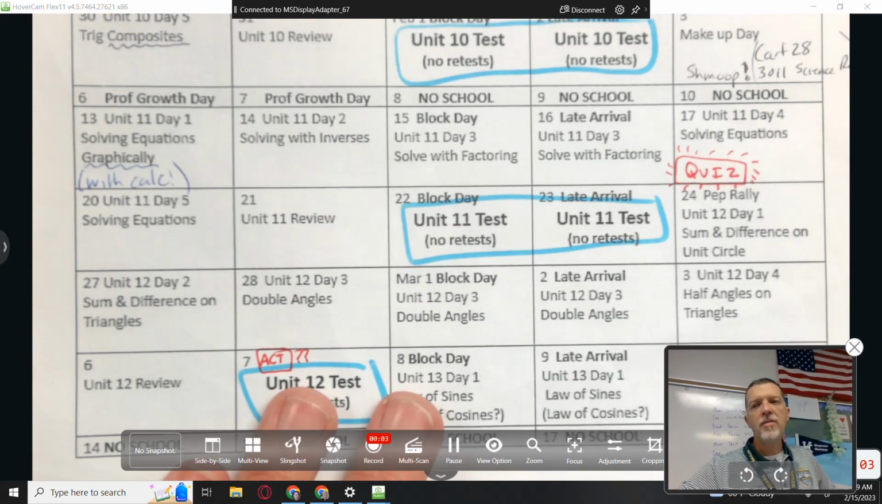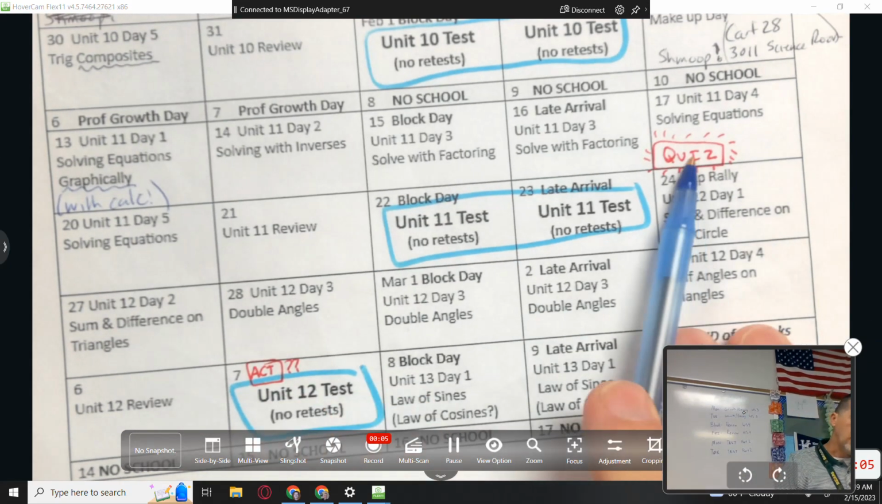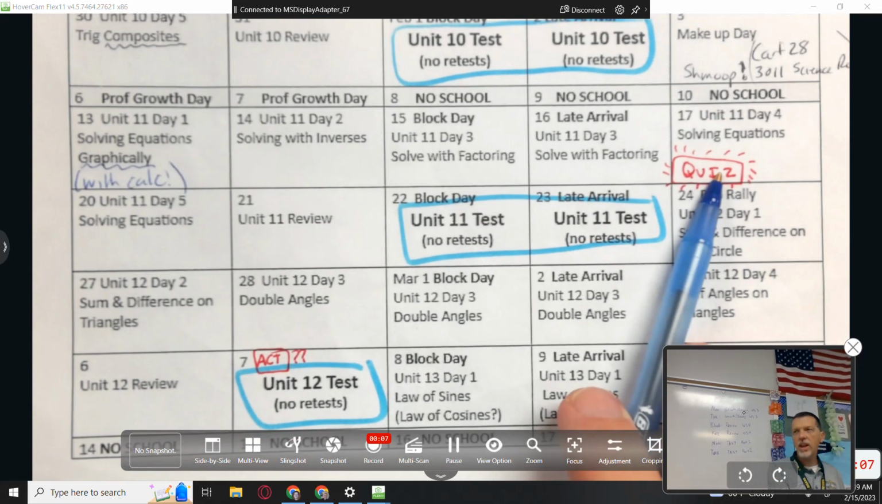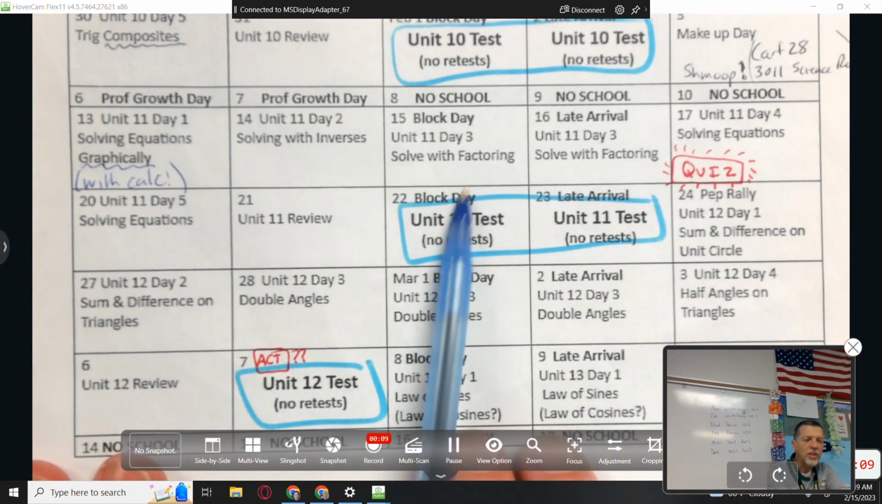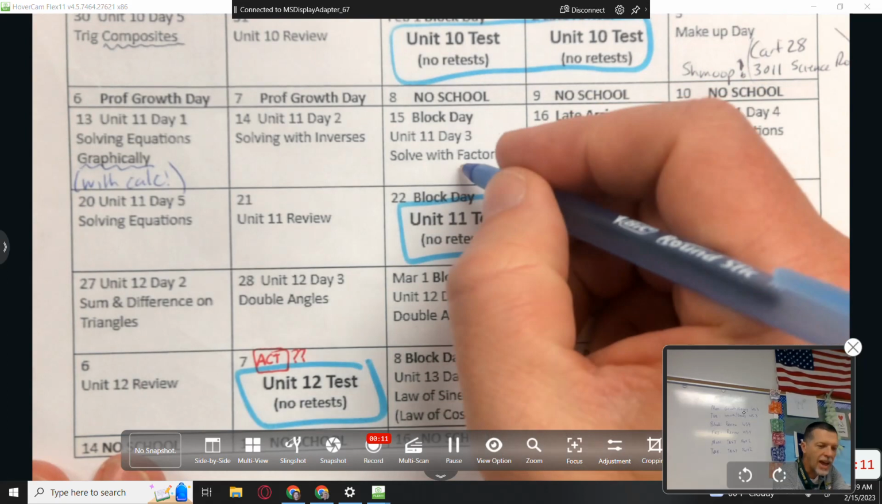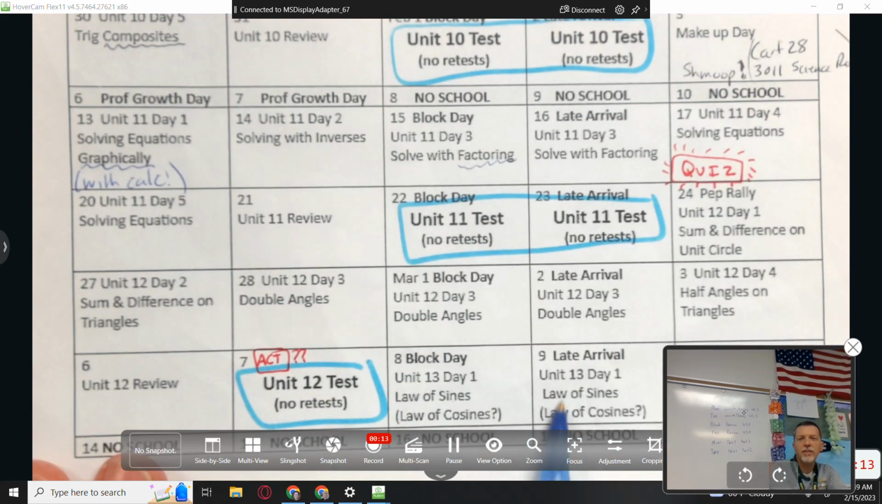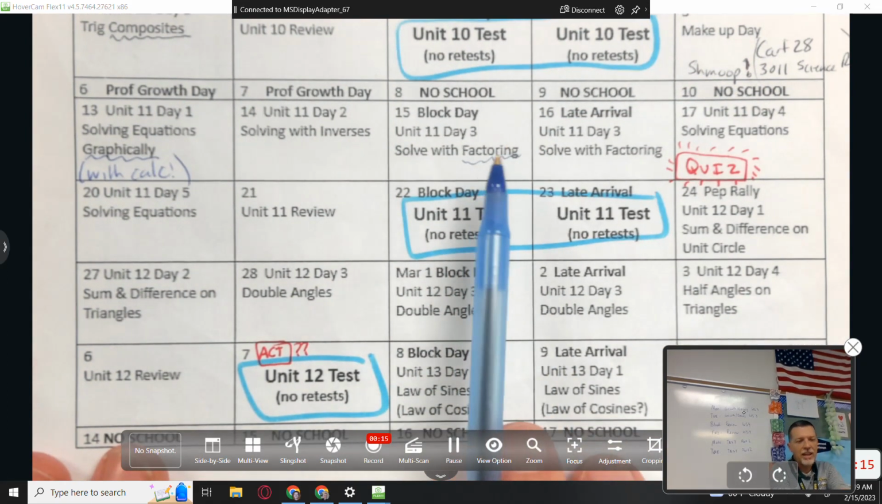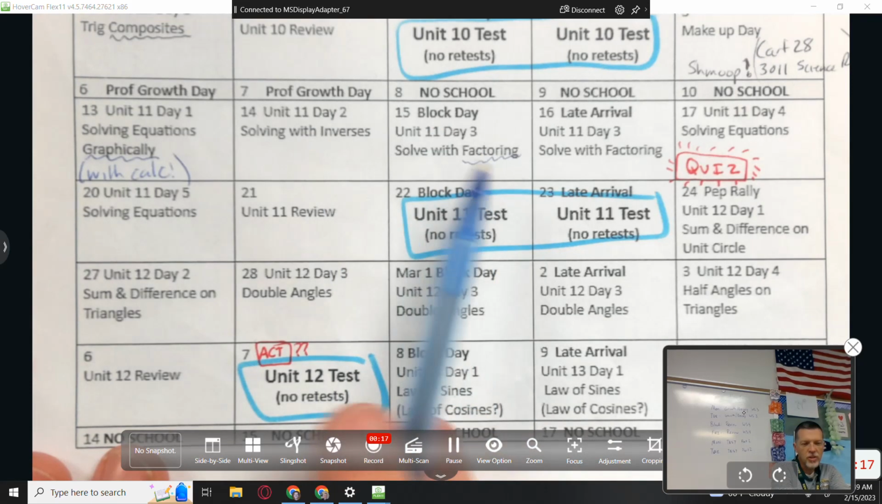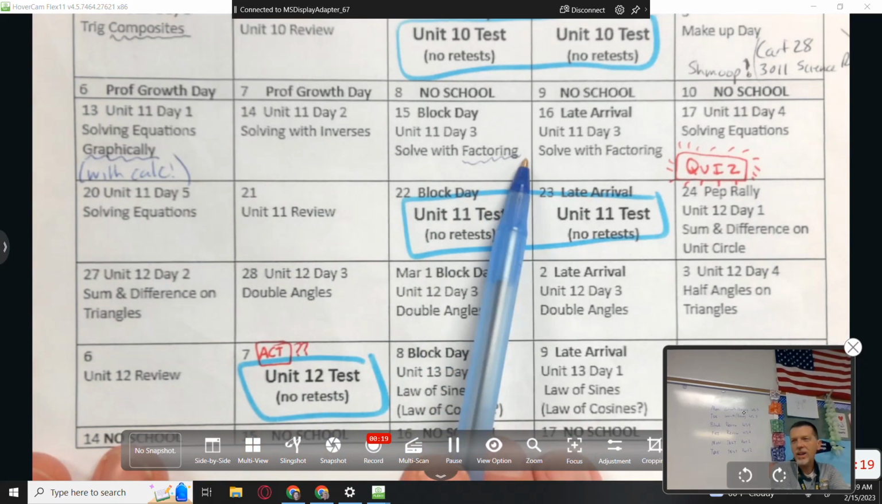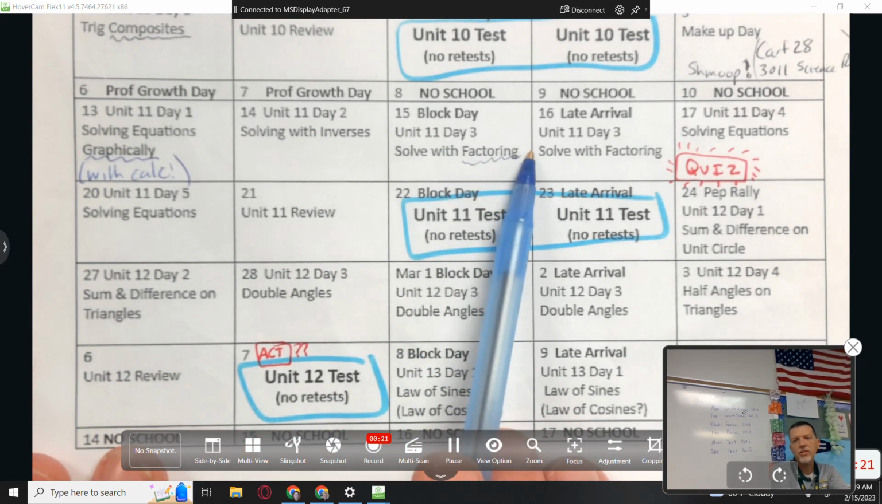So I found a quiz for Friday, so we will quiz Friday. Again, we're not really doing anything new today. I mean, we're going to add factoring in, but hopefully we already know how to factor. So we're going to add an algebra step to solving equations. Plus it's block day, so we'll have plenty of time to work on it, ask questions.